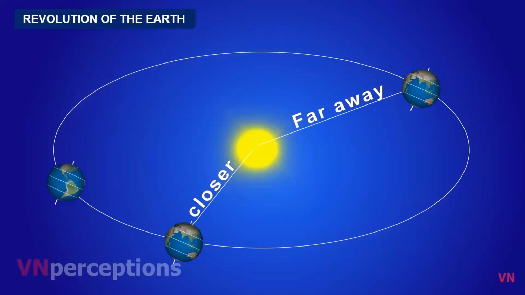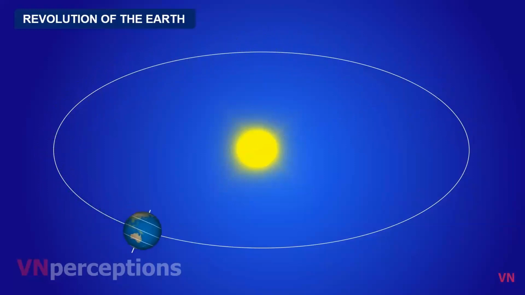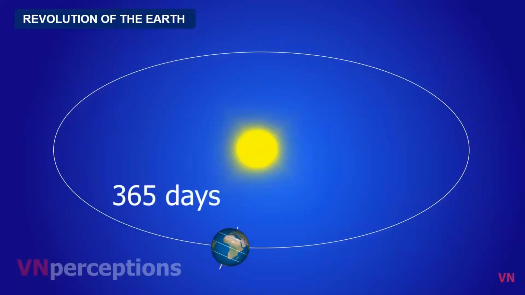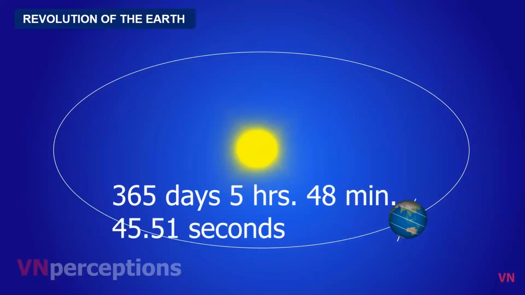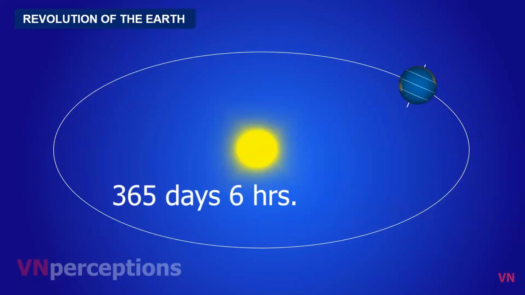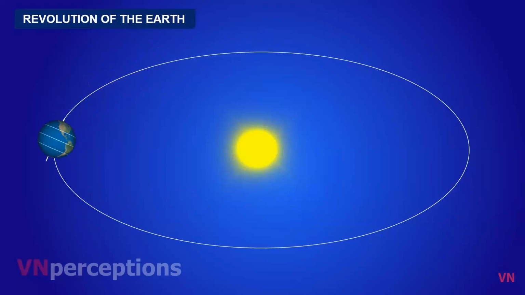Now, the Earth completes one revolution around the Sun in 365 days, 5 hours, 48 minutes, and 45.51 seconds. But we roughly take it as 365 days and 6 hours. Now, to adjust this 6 hours, we have the concept of leap year. A leap year comes once in 4 years. So in the 4th year, February has 29 days instead of 28. In this way, we adjust this 6 hours.